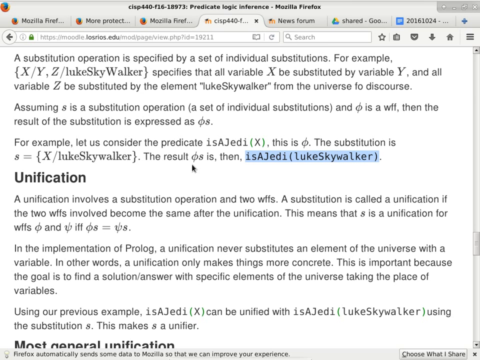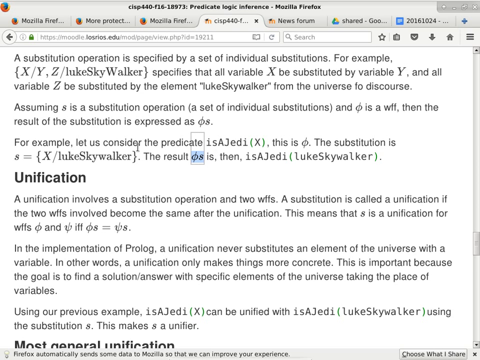So what that means is, when we use a substitution, if this is the set of substitutions, and phi is the predicate or the well-formed formula that we are applying the substitution to, then this is not multiplication. It is basically saying that we are applying the substitution S to the well-formed formula phi, okay?